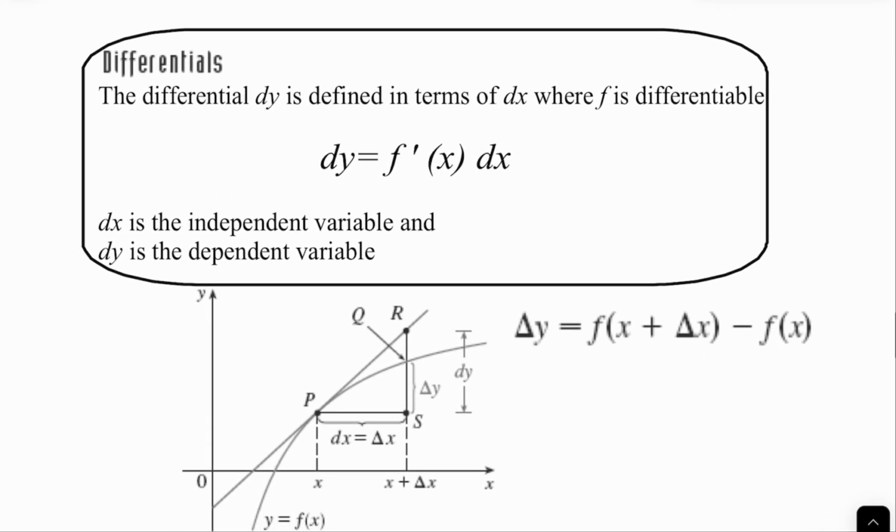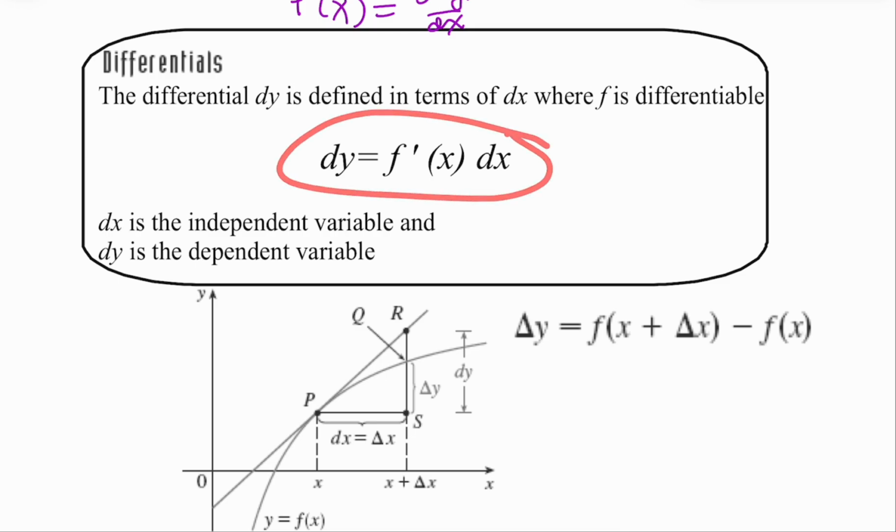Then there is something called a differential. So you might recall that f prime of x, the derivative of y in terms of x, could have been written like that, dy over dx.